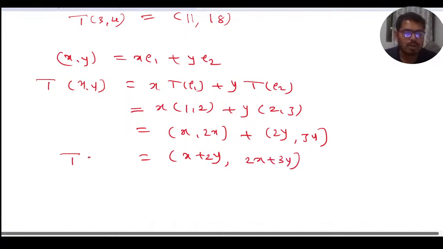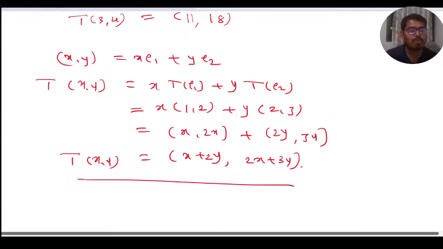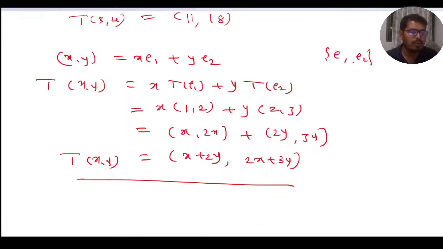The linear transformation came, because they gave you a basis of R square. e1 and e2 is a basis of R square.